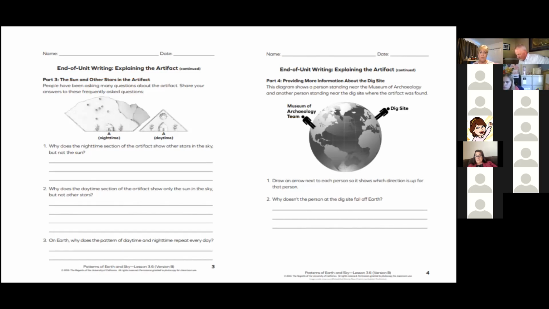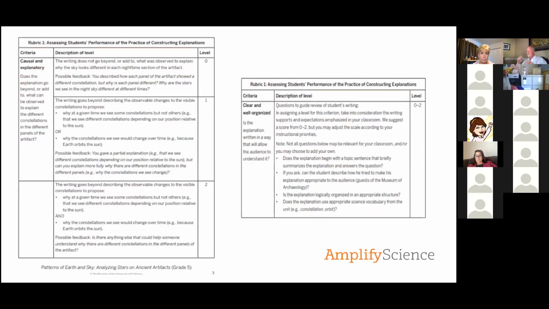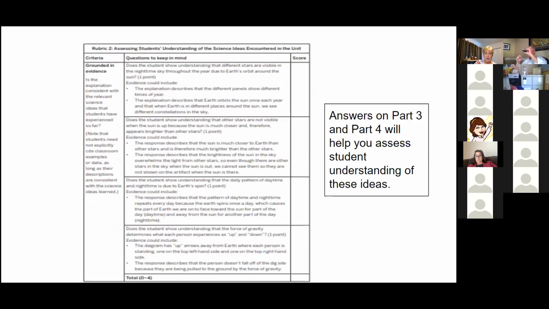So the information that they have used in their answers on parts 3 and 4 will be where you'll find whether or not you can give them a point for each of these things. And again, it will give you an example of evidence and what that evidence might include, that if they describe that the different panels show different times of the year, or if they describe that the Earth orbits the sun once each year, and that when Earth is in a different place as it moves around the sun, you're seeing different constellations. If they have something like that, then they get a 1, okay?